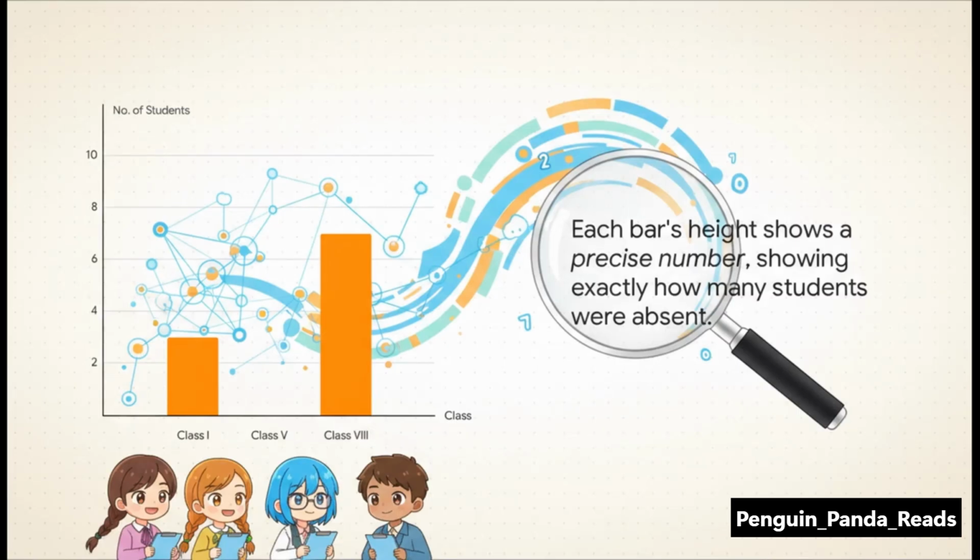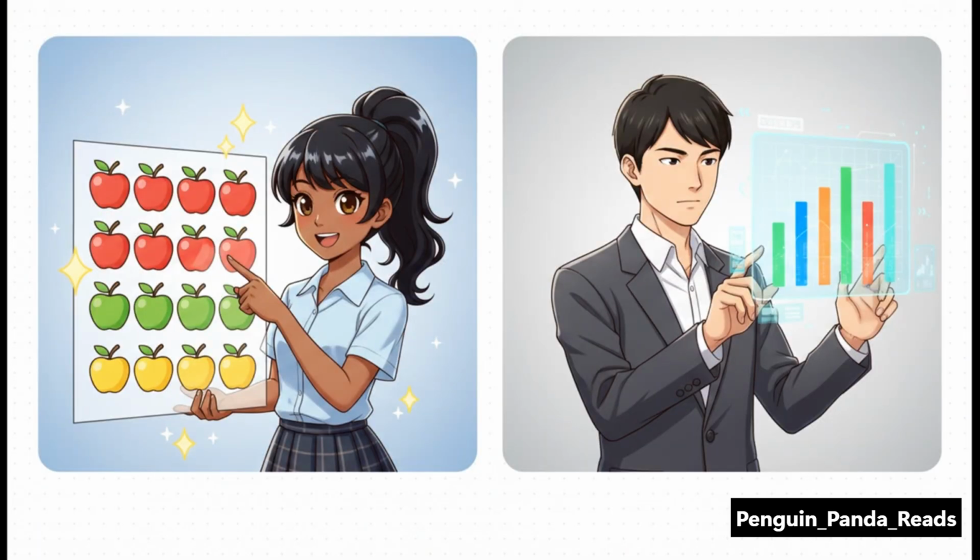Take a look at this bar graph showing absent students. Each bar's height lines up with an exact number on the side, on what we call the vertical axis. So we can see exactly 7 students were absent in class III, and hey, look at that, class 5 had perfect attendance with a value of 0. It's visual and it's precise. Best of both worlds.